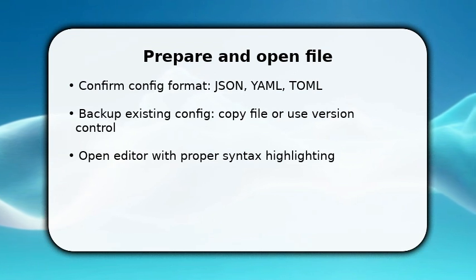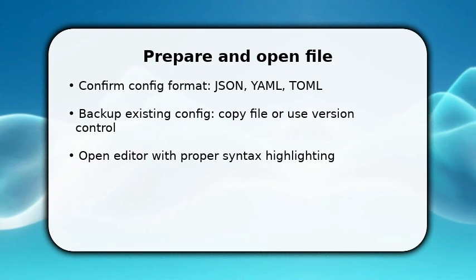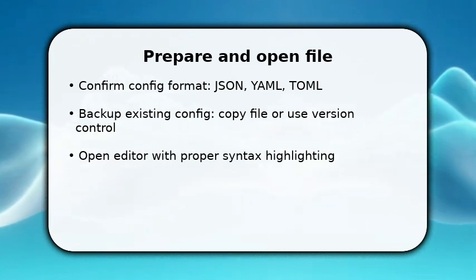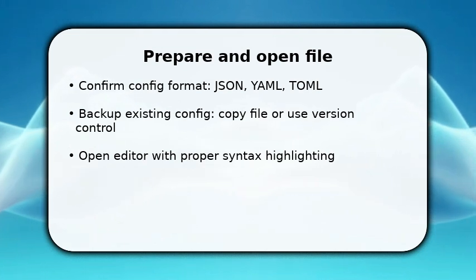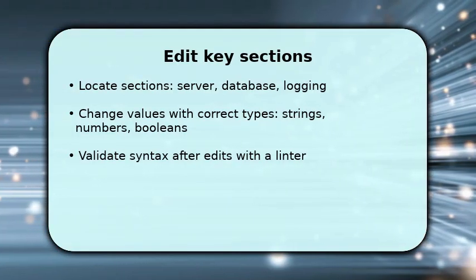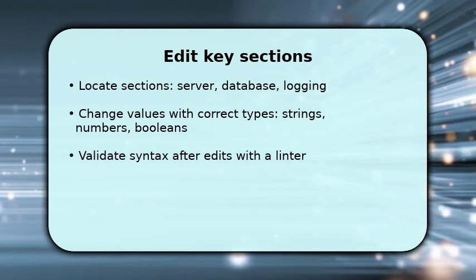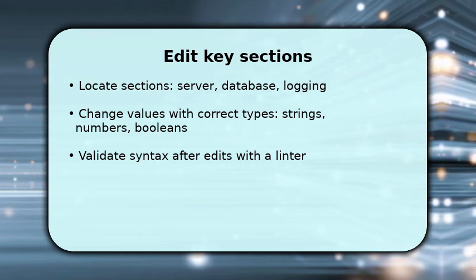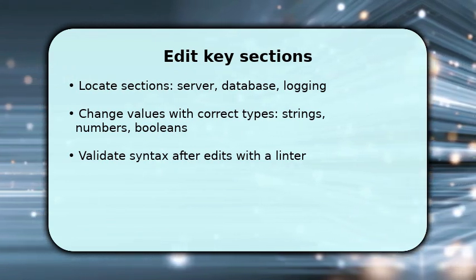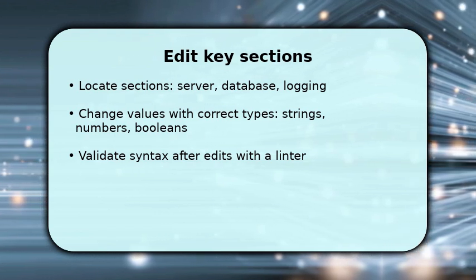As you work, keep the application docs handy to match option names and default values so you avoid typos that produce runtime errors. You now edit the main sections that affect behavior, like server, database, and logging, because changing peripheral flags first can be misleading. Make adjustments using the correct data types. For example, use true/false not strings for booleans, and explain why. Type mismatches cause silent failures.